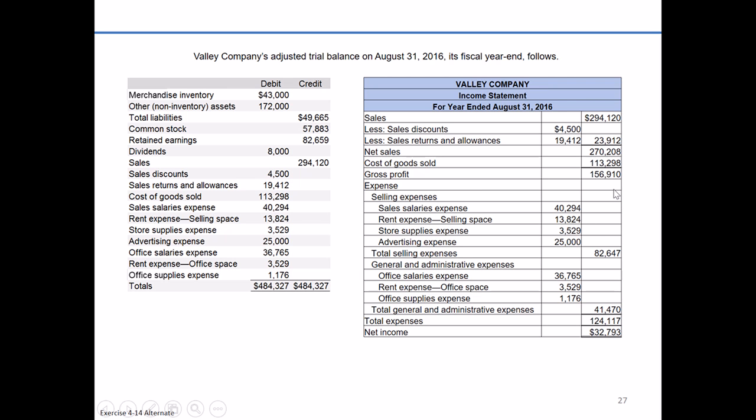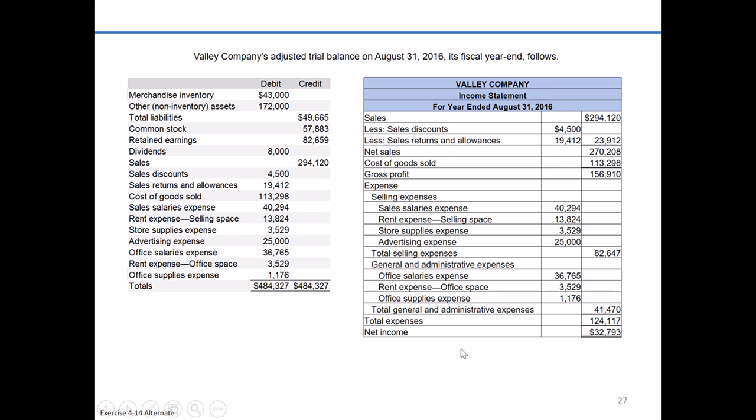If I move on to my last step for this particular company, I would take my overall gross profit of $156,910. Remember, I took net sales, already subtracted out cost of goods sold. Now I subtract out all my operating expenses of $124,117 and arrive at a net income of $32,793. Now, single step starts in the same point with net sales, ends at the same point. So single step and multi-step are going to start out with net sales and end up with the same net income number of $32,793. But there's going to be different categories within our multi-step versus our single step.